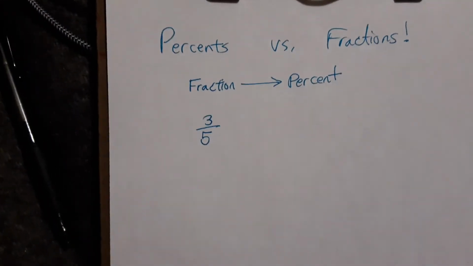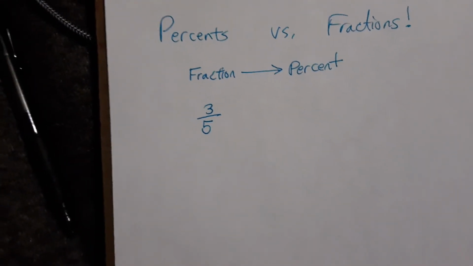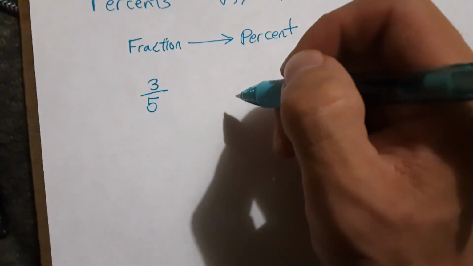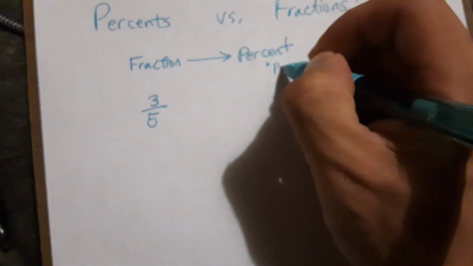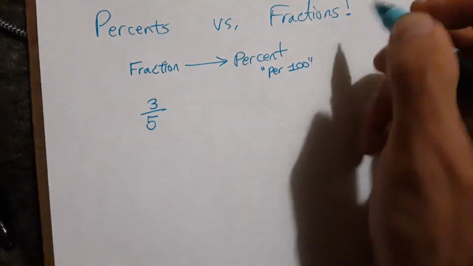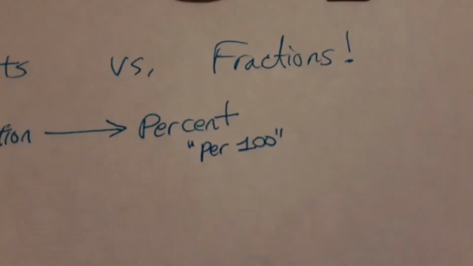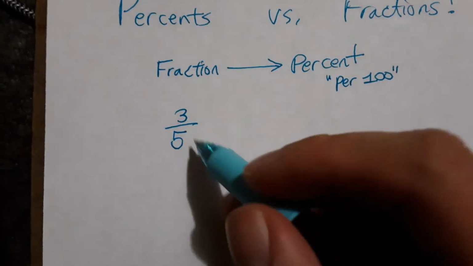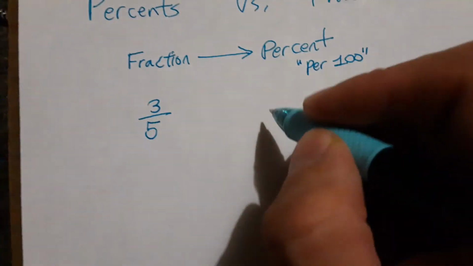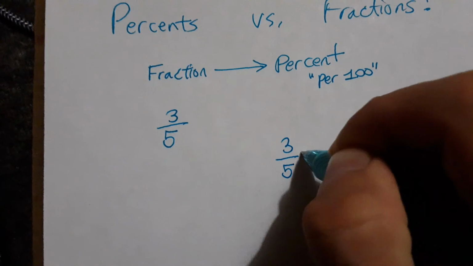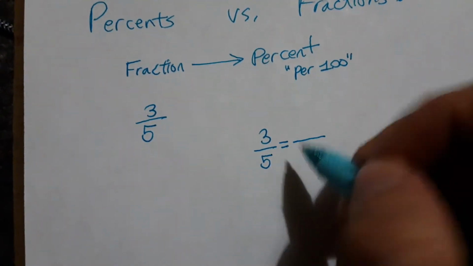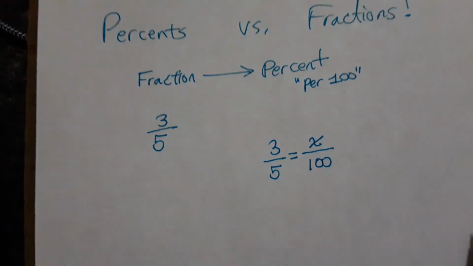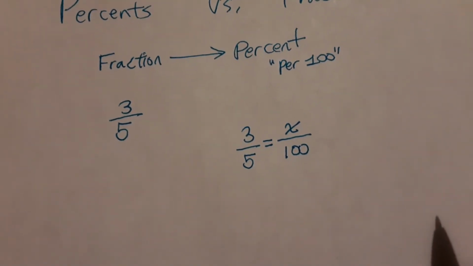I'm going to show you a quick and easy way to convert this to a percent. Percent simply means per 100, okay? So percent means per 100. So what a percent really is, it's a fraction in disguise that has a denominator of 100. So what I can do is take the fraction in question and set it equal to a fraction with a denominator of 100, or per 100. So we just need to find what the numerator is.